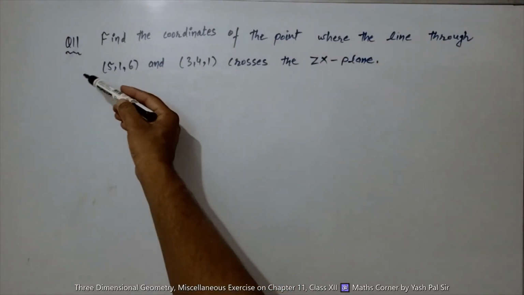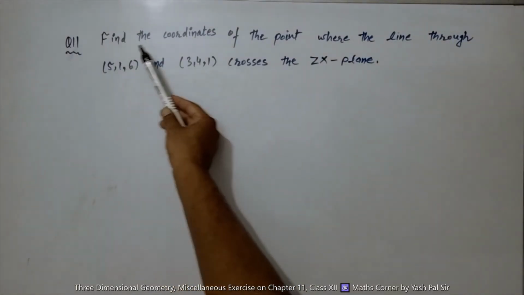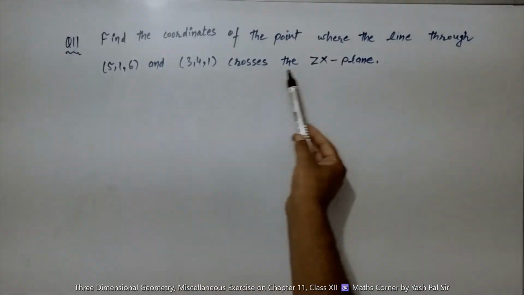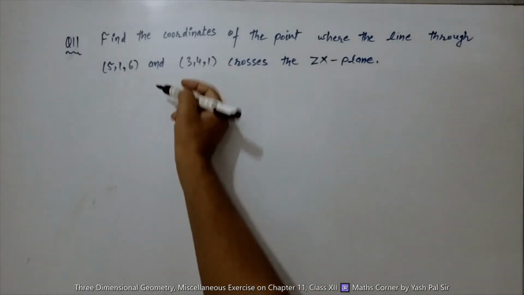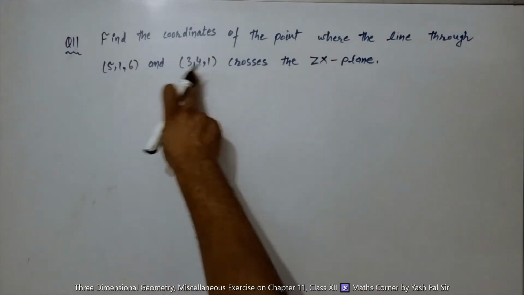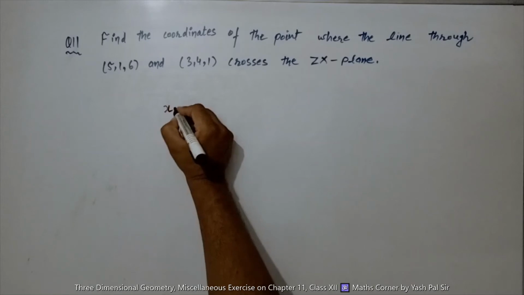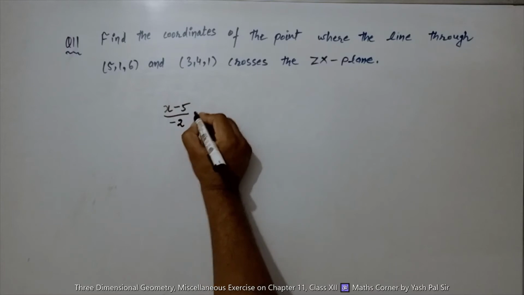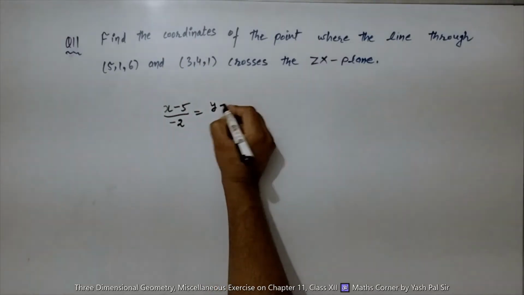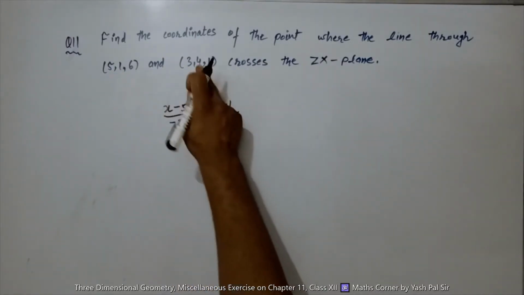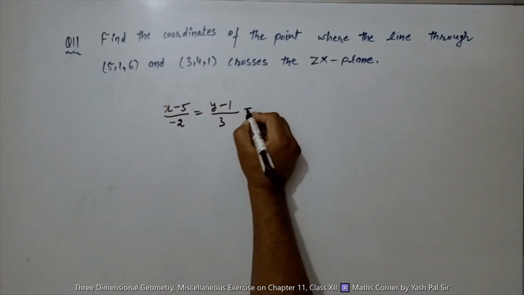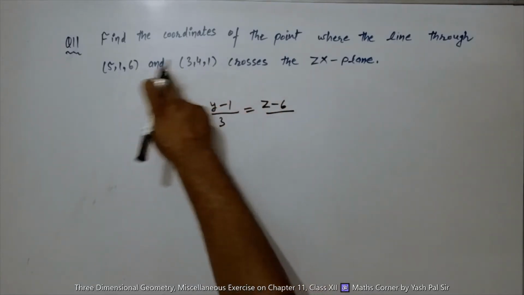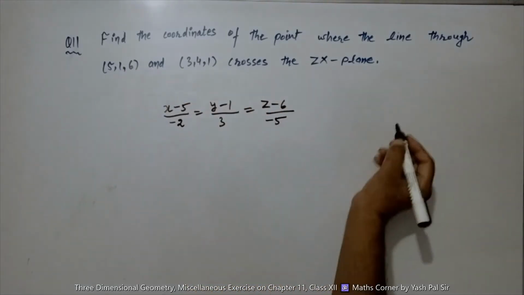Very much the same question, just like question number 10, we have another question, question number 11. Find the coordinates of the point where the line through these 2 points crosses the ZX plane. So again, what is the line through these 2 points? That is x minus 5 upon 3 minus 5 is equal to y minus 1 upon 4 minus 1 is equal to z minus 6 upon 1 minus 6.